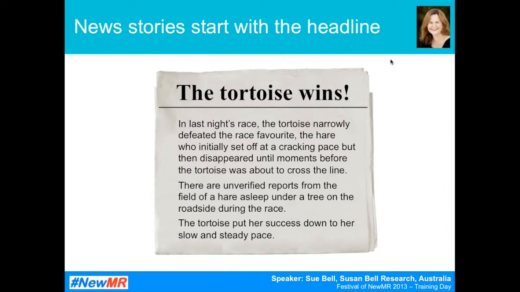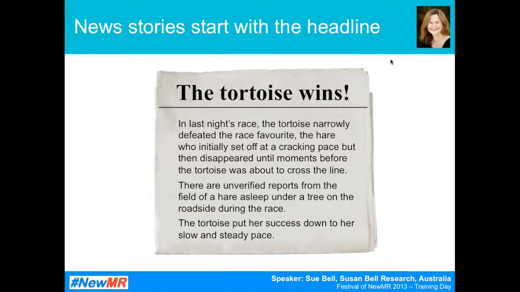But those kinds of stories that we mostly talk about aren't necessarily the best model for research, as far as my experience has taught me. So rather than the moral of the story being the interesting thing, what our clients want to know is who won. And so in this case, the story is the tortoise won. As I've got here, in last night's race, the tortoise narrowly defeated the race favourite, the hare, who initially set off at a cracking pace but then disappeared until moments before the tortoise was about to cross the line. There are unverified reports from the field of a hare asleep under a tree on the roadside during the race, and the tortoise put her success down to her slow and steady pace.